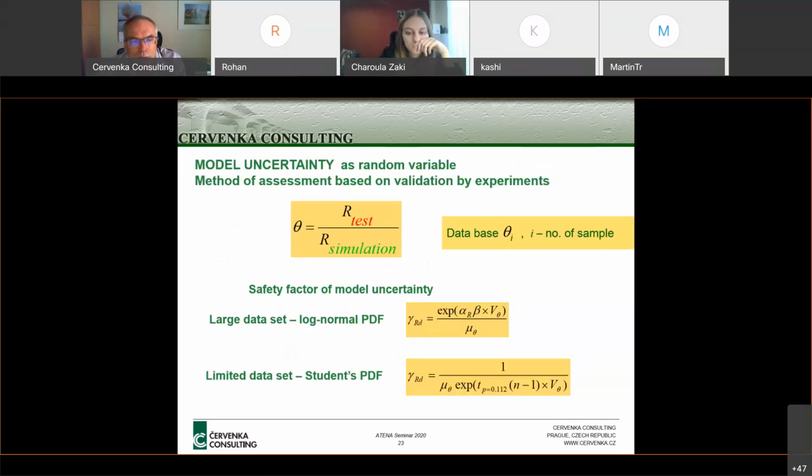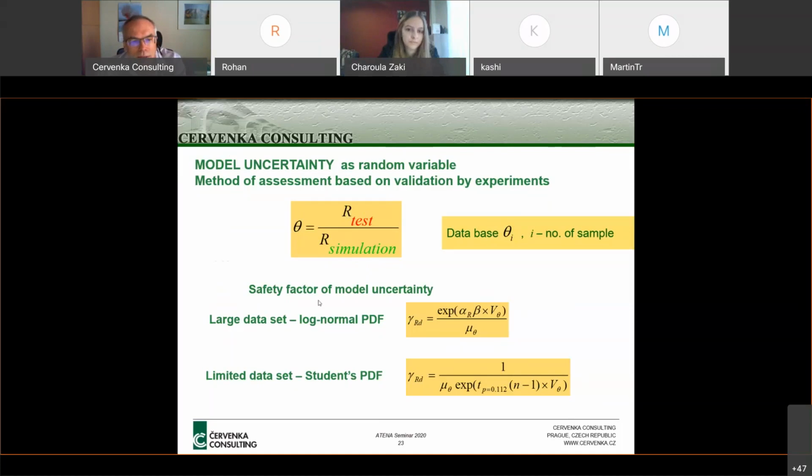So when we evaluate the safety format, we have to analyze many tests, and the test result is usually compared with respect to the simulation through this theta factor, which is a little bit strange because it is smaller than 1 if the simulation is overestimating the test, and it is larger than 1 if the simulation is on the safe side.